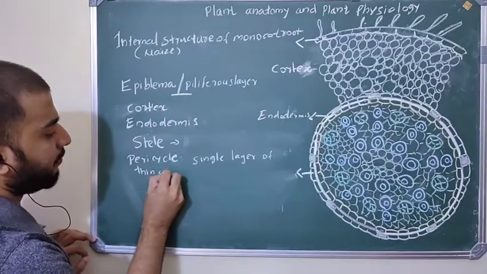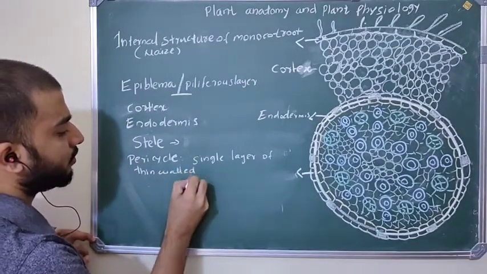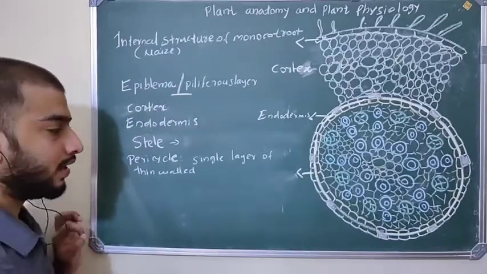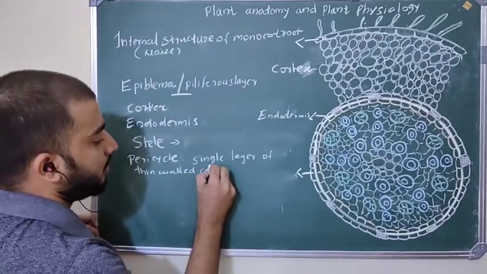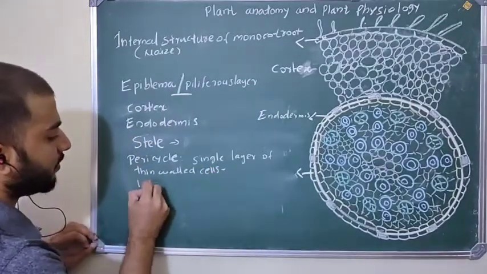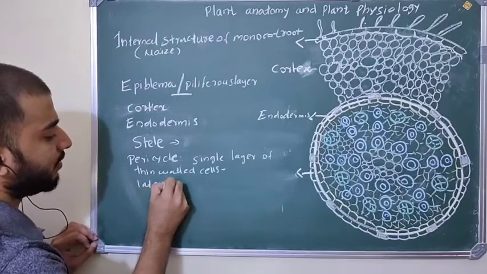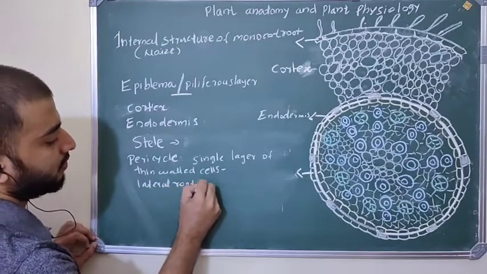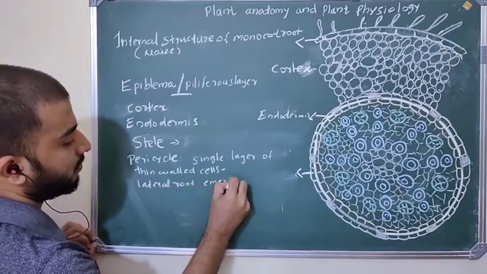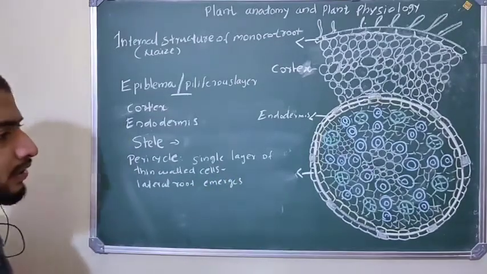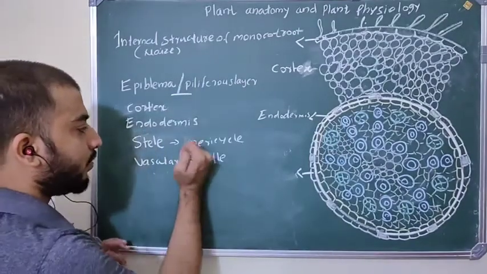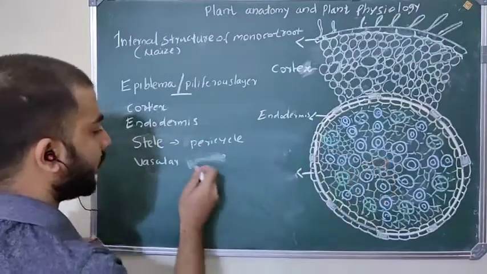And from this pericycle, lateral roots emerge. Okay, lateral roots. Lateral roots emerge from pericycle. Okay, then next we are going to discuss vascular tissue.